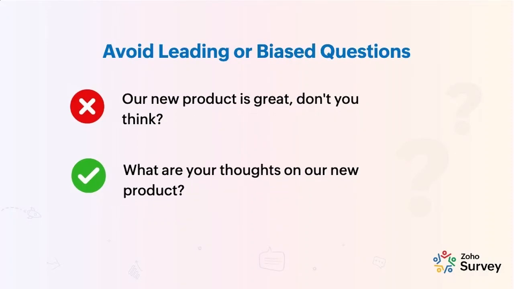Our goal is to gather honest and unbiased feedback. So it's crucial that our questions don't hint at what we think the right answer should be. For example, instead of asking something suggestive like, "A new product is great, don't you think?" We should frame it neutrally. "What are your thoughts on a new product?" This approach encourages genuine feedback without imposing our own biases. It's all about giving respondents the freedom to express their true opinions.